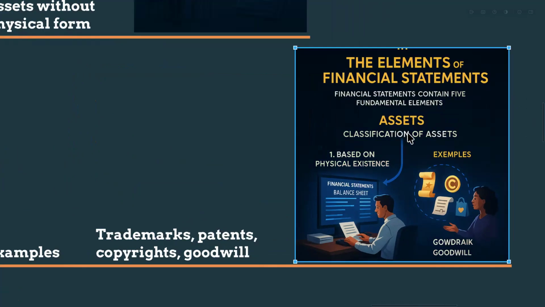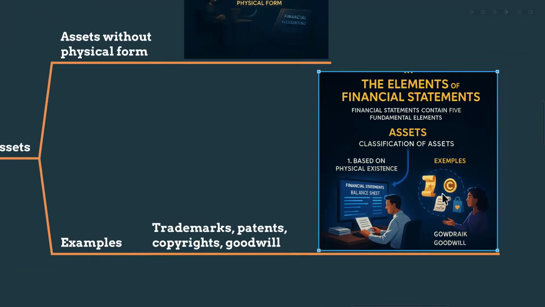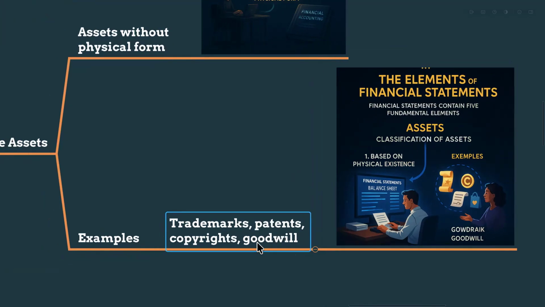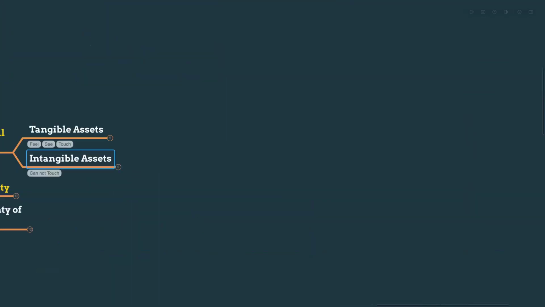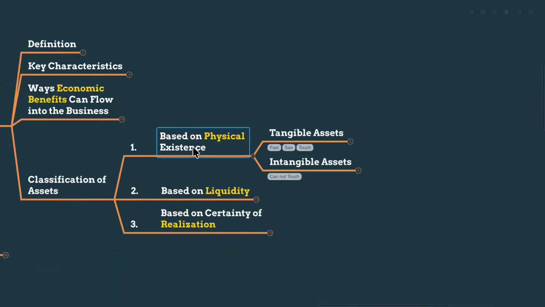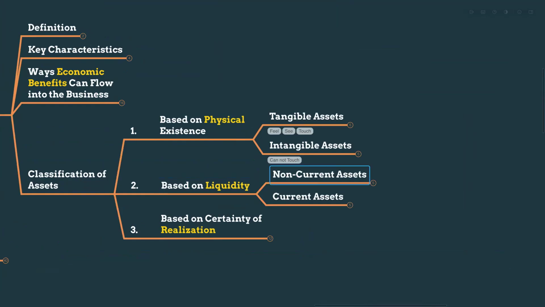That's the classification of assets, these categories. It will be in paper, the brand name, right? The patents. Patents means the right to produce someone's products. The owner is someone else, but you have the right to produce, and you will pay for every unit you are producing. There are also copyrights and goodwill. Everything here is intangible assets, right? That was based on physical existence. Let's talk about based on liquidity.